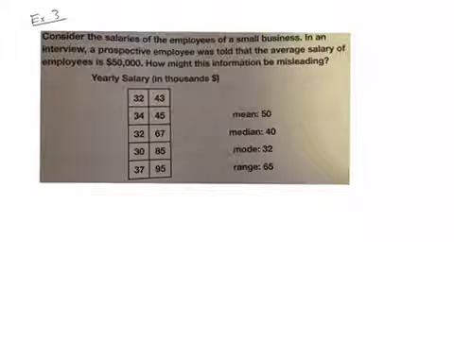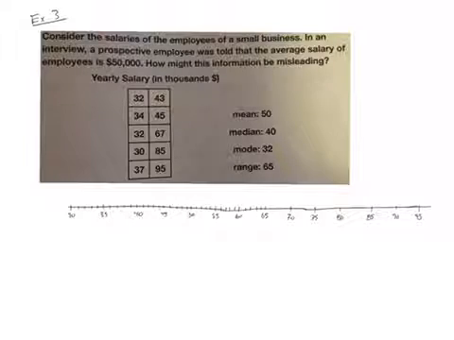Or maybe even better, let's go ahead and put them on a line graph. Okay, so I got a little bit tired of that, but you get the basic idea here. So here's a 32, here's a 34, another 32, a 30, a 37, 43, 45, 67, an 85, and a 95.